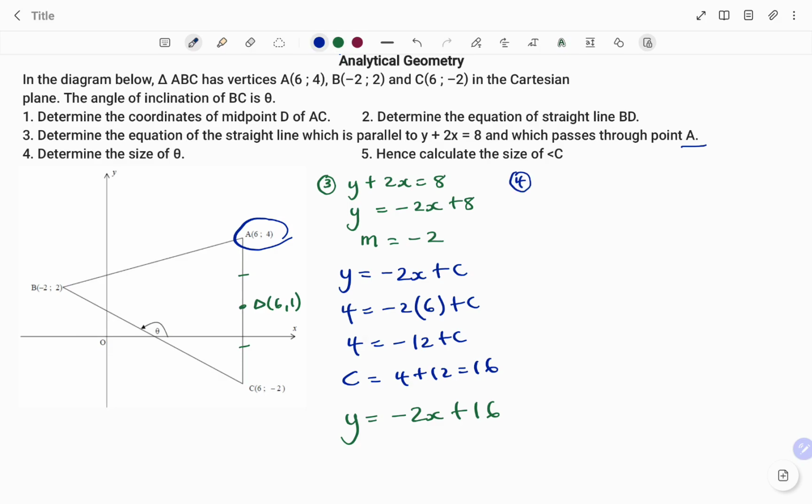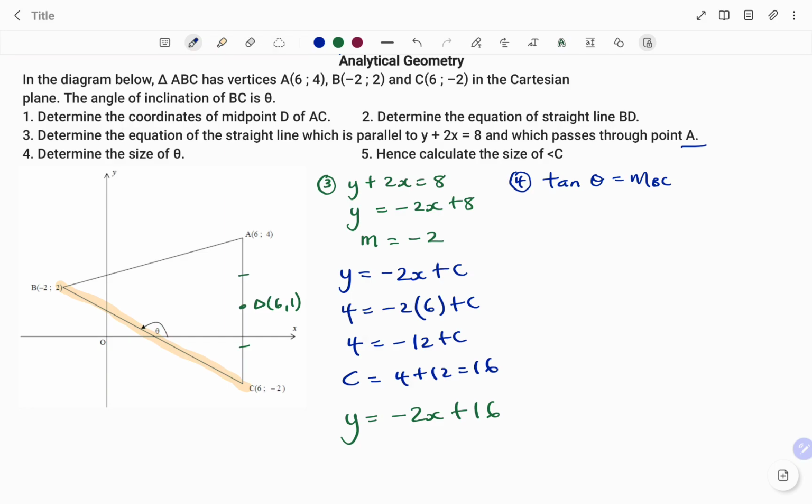For the fourth part of the question, we have to determine the size of theta. To find the size of theta, we're going to start by writing the formula that states that the angle of inclination is equal to the gradient. So we have tan theta equals the gradient of the line BC. We're able to calculate the gradient of the line BC. I'm going to do that shortly.